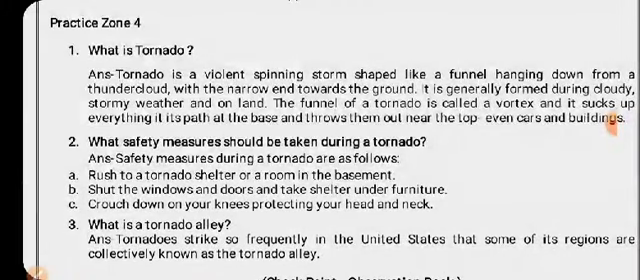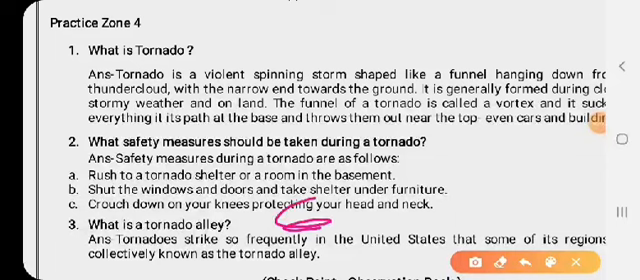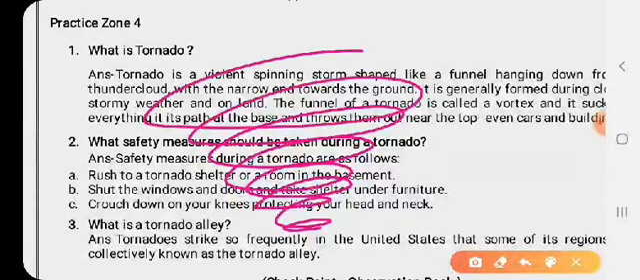Next is for practice zone 4. What is tornado? Tornado क्या होता है? It is a violently rotating windstorm, which is spinning in the center, and it is from downside like this to the upward side. That is from the center.